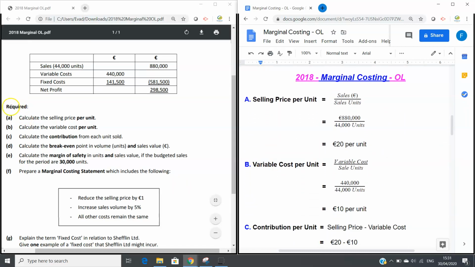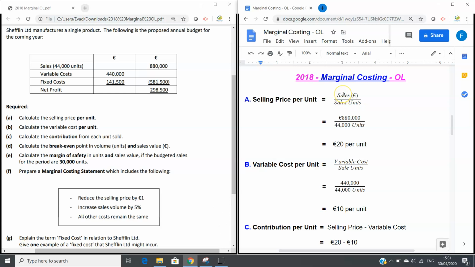In part A of the question, we're required to calculate the selling price per unit. And this is a formula, so remember, always write down a formula. It's sales over sales units. So our sales, first of all, are 880,000, and our sales units, 44,000. So we divide the two and it gives us €20 per unit. Again, it's very important you have a euro sign in and you have per unit as well.